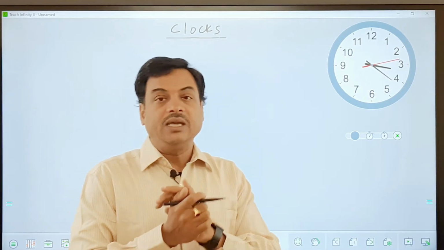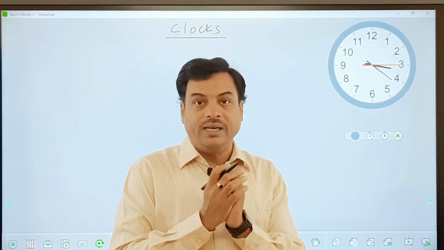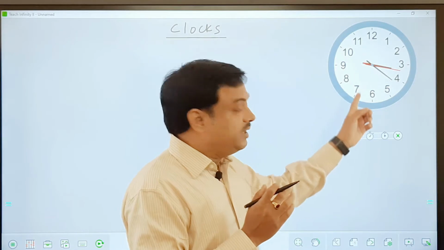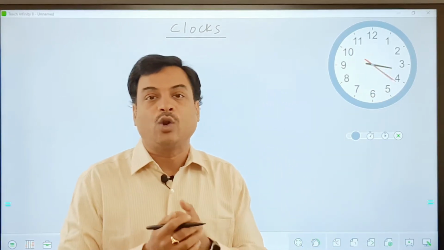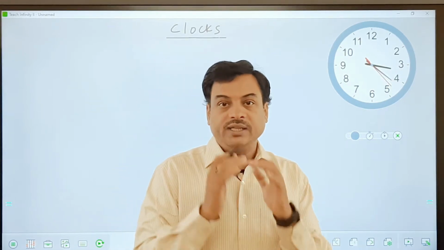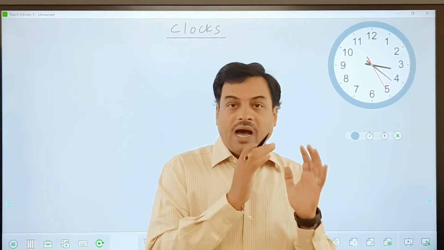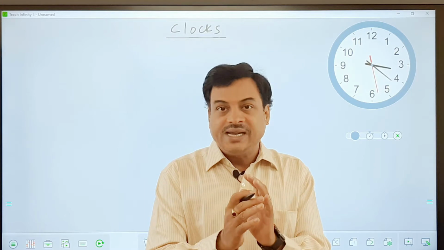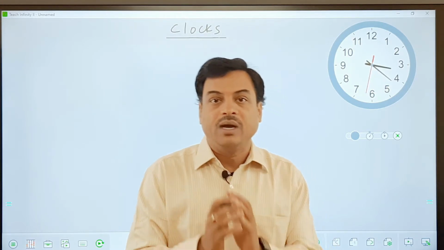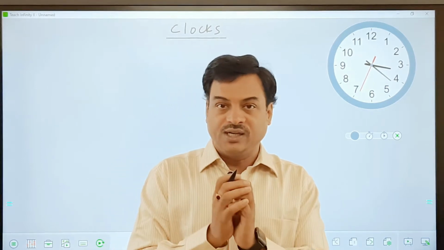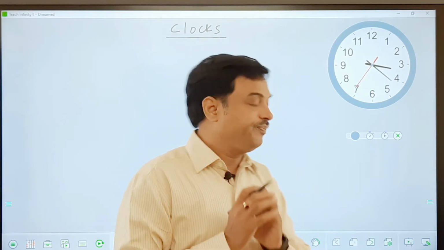And maybe we cannot see them happening, but all these three hands will be moving in one direction, which we call the clockwise direction. So all three will move. The hours hand is moving, the minutes hand is moving, and the seconds hand is also moving, and all three of them are moving in one direction, which we call the clockwise direction.